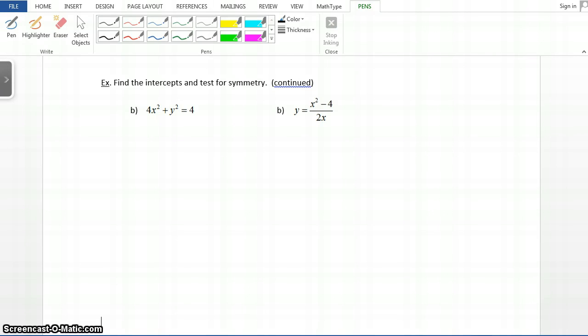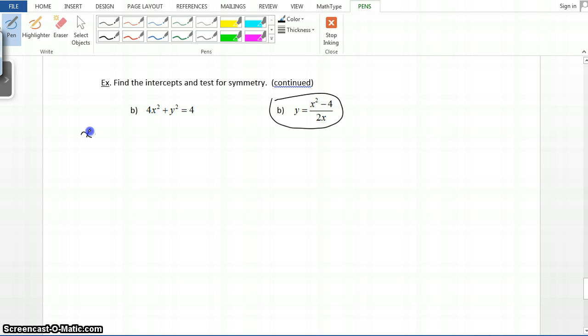Alright, this should finish up the notes for this section 2.2. I am finishing the example that was started on the previous page, the end of that last video. So let's continue on. We're doing part B now. Alright, we want to find the intercepts and we want to test for symmetry.